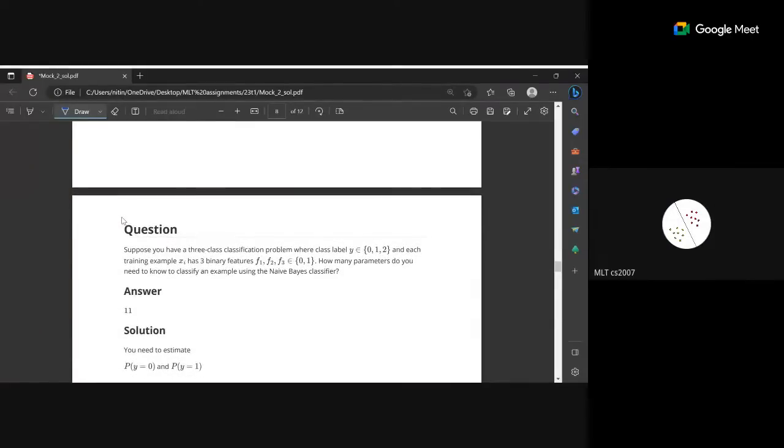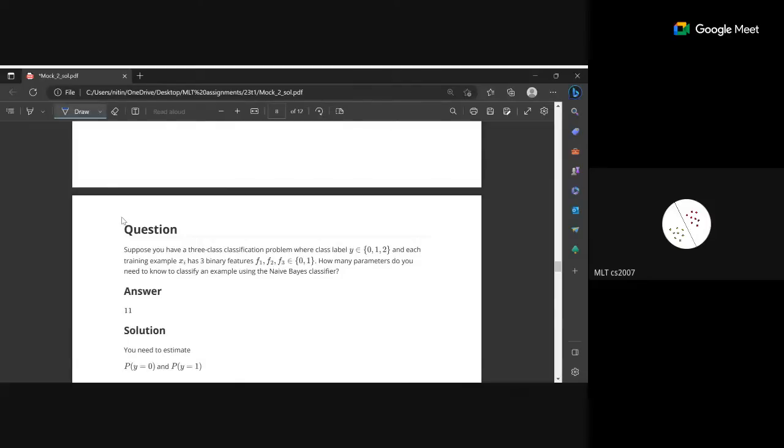In the next question, we have been given a three-class classification problem, where the class labels are 0, 1, 2, and each training example comes from a three-dimensional space. So they have three binary features, which means the features take values 0 and 1 only. How many parameters do you have to estimate for applying the naive-Bayes algorithm?